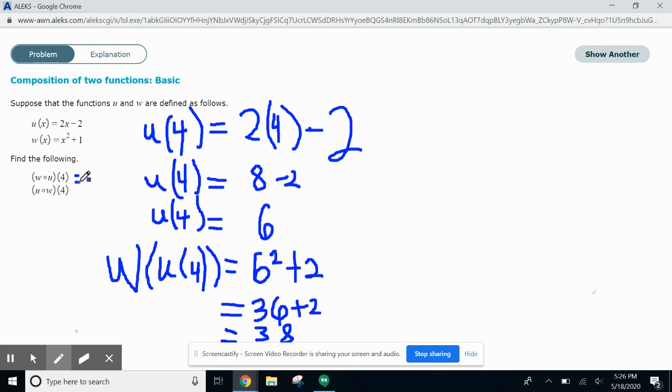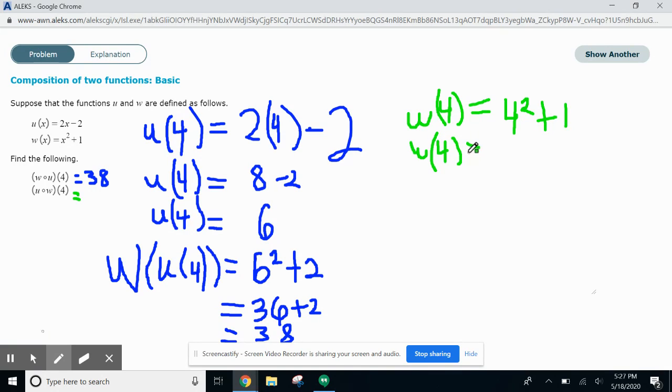So now we have this first one equals 38. And I'm going to switch colors. I'll go green. And now I'm going to do the second one. So I'm going to find out what the second one's equal to. So this one we're going to start with w. So now we're going to start with w of 4. And w of 4 is going to be 4 squared plus 1. So w of 4, 4 squared is 16. Plus 1 is 17.